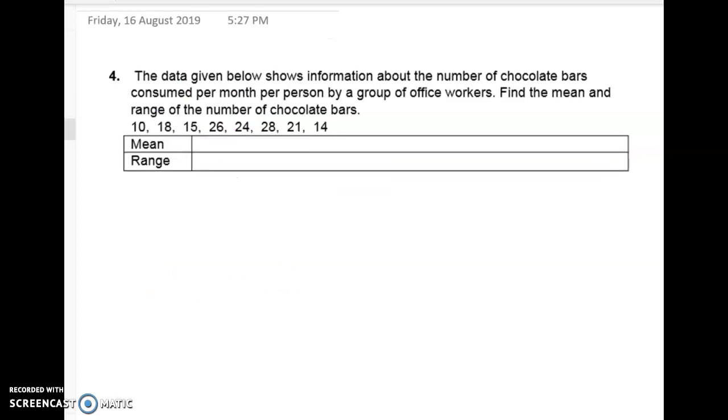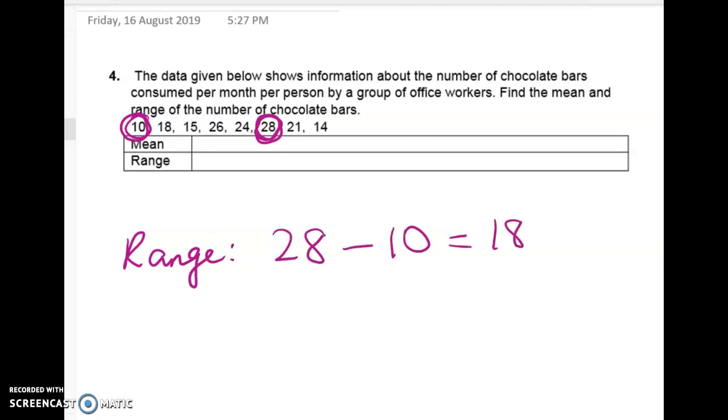Question 4. Right, we've got information about the number of chocolate bars consumed per month per person by a bunch of office workers. Find the mean and the range of the number of chocolate bars. So let's do the range first, because that's the easiest. What's the biggest number? Well, someone ate 28 chocolate bars a month. That's nearly 1 a day. That's a lot of chocolate. And then this one, the smallest, is 10, which is still quite a lot of chocolate. So what is my range? Well, my range is 28 minus 10, which is 18.